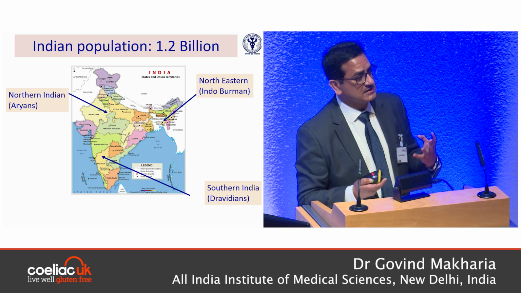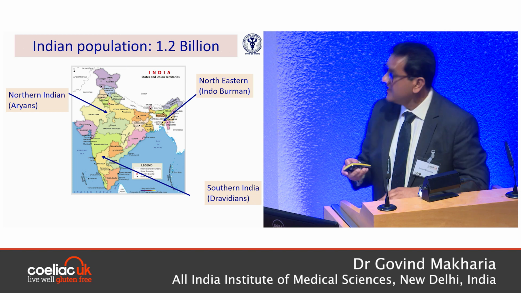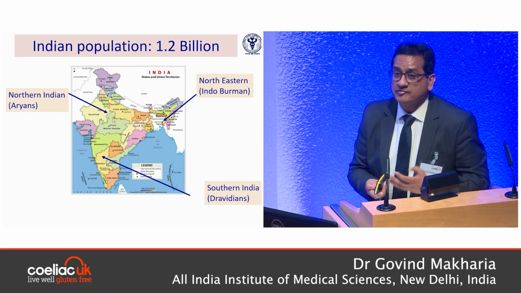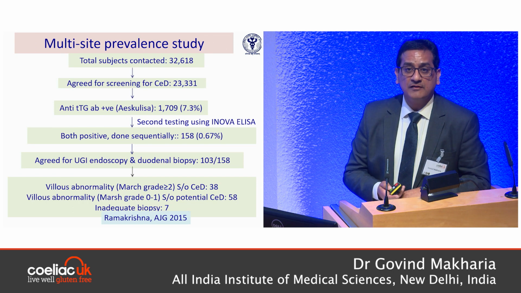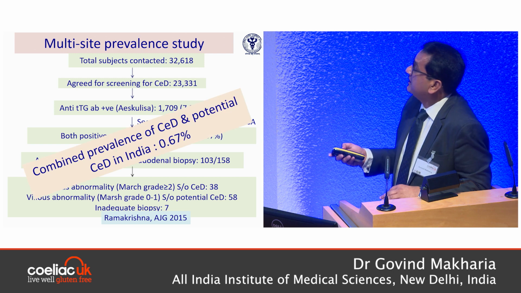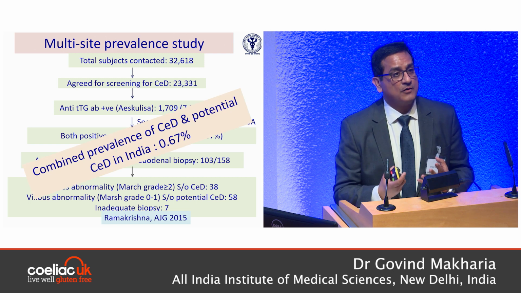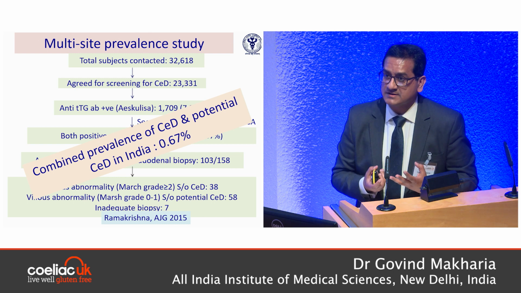So we wanted to look at the population. Is there a difference in prevalence of celiac disease in these three parts? And if so, what could be the difference? So we did a study involving 32,000 subjects and 23,000 blood samples tested. And what we found is that 0.6% of Indians have either potential or celiac disease.